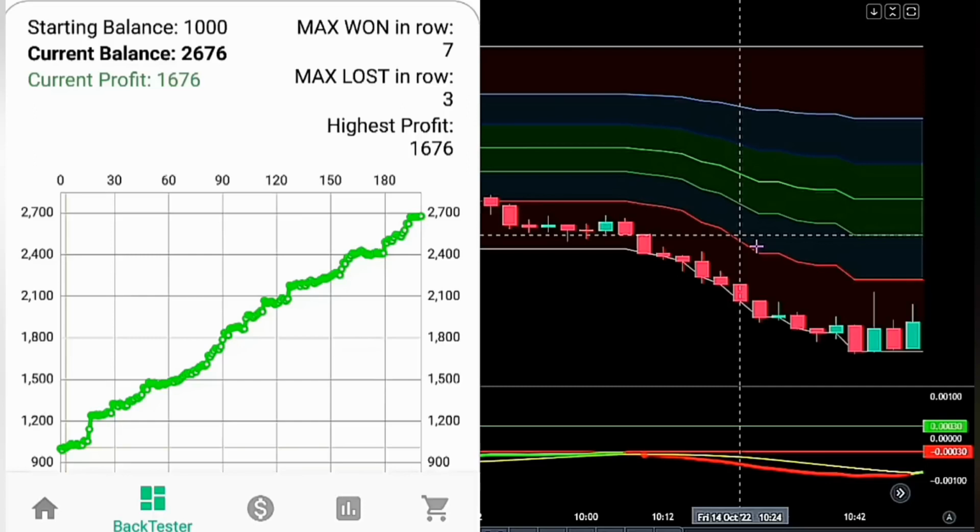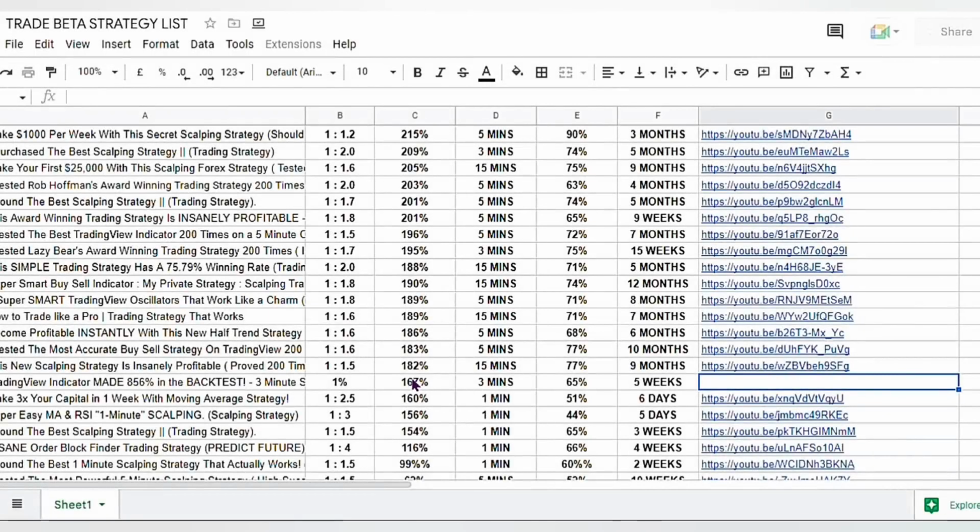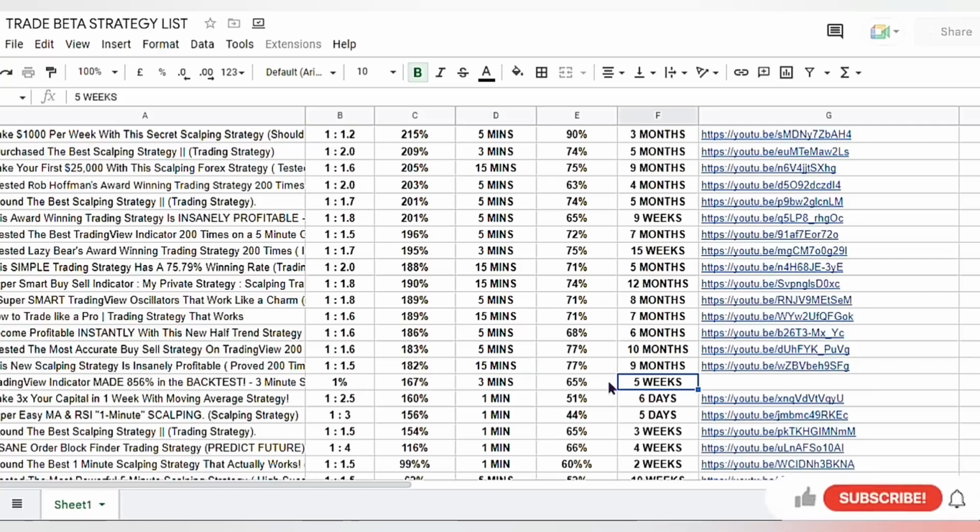Okay guys, let's now compare the strategy to some other strategies I've already tested on this channel. In terms of return on investment, this strategy is really good, although not the most profitable on the channel. 167% return on investment is not bad for a short-term trade on a 3-minute time frame. You should probably test this strategy out if you want weekly profits from the market.